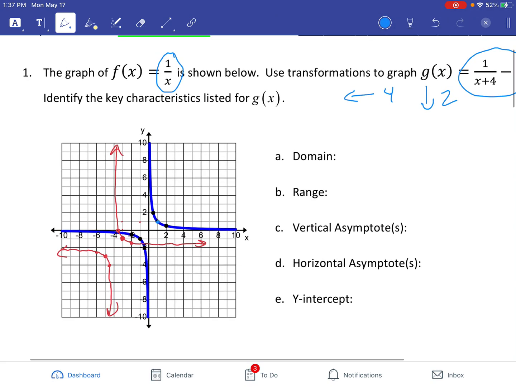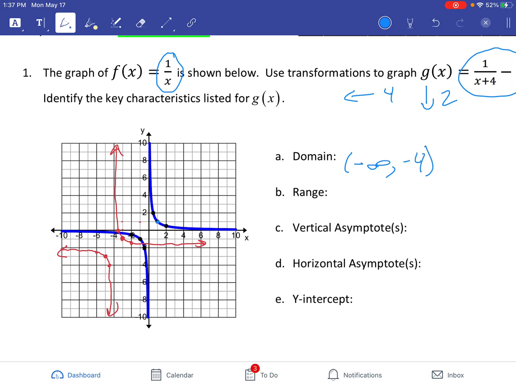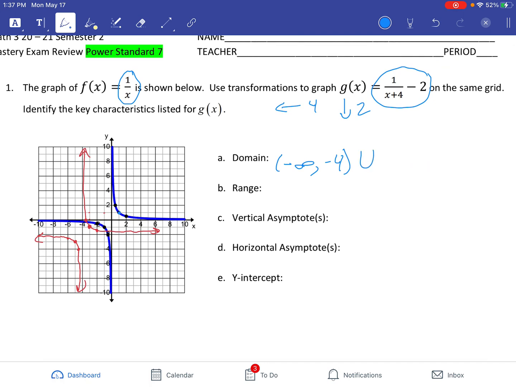Now let's go back to our information over here, our domain. The graph starts off all the way to the left at negative infinity, but then it has a problem because at negative 4, that's where one of the asymptotes is. So we're going to go to negative 4, but with a parenthesis. We're going to jump over negative 4 itself and start back up on the other side of negative 4 to positive infinity.